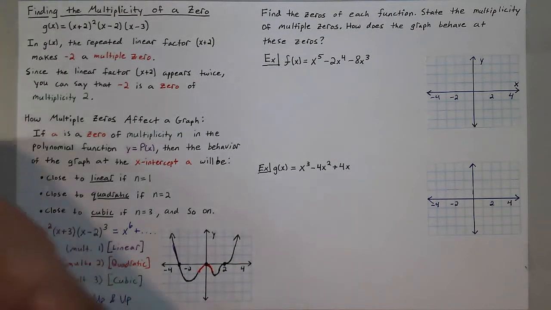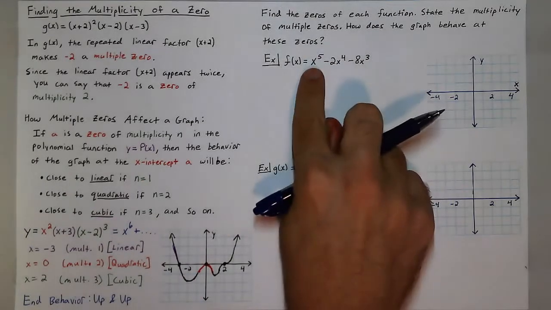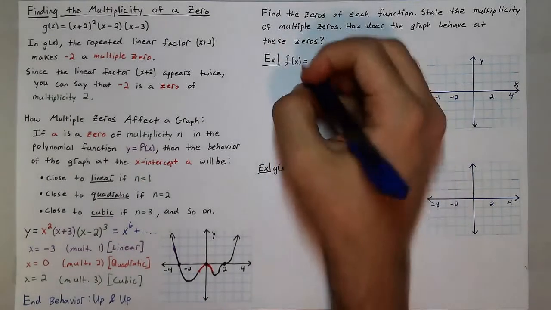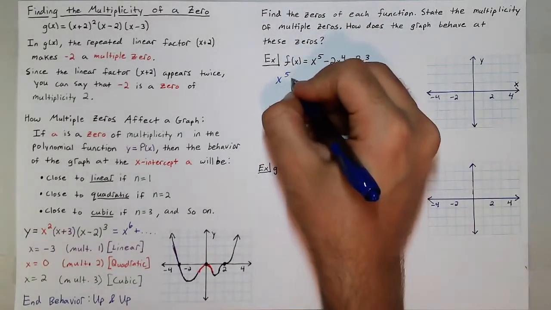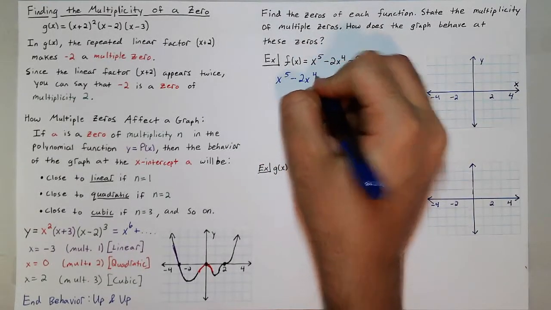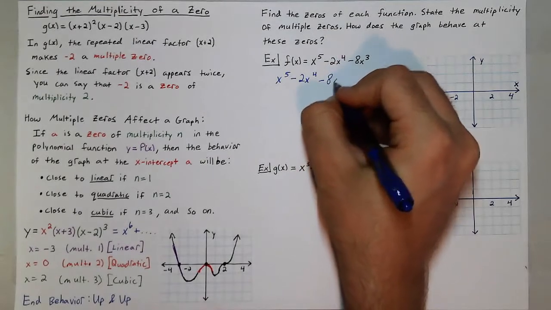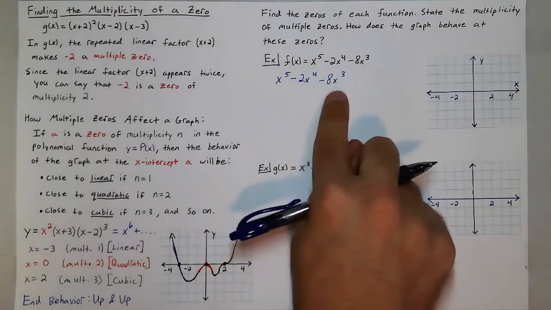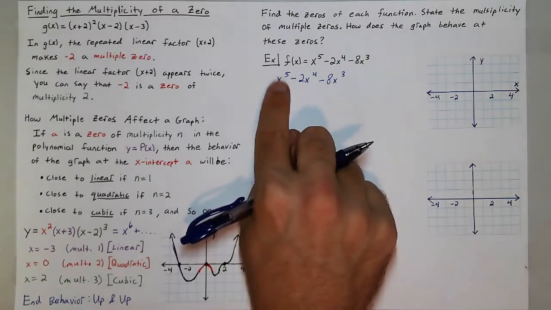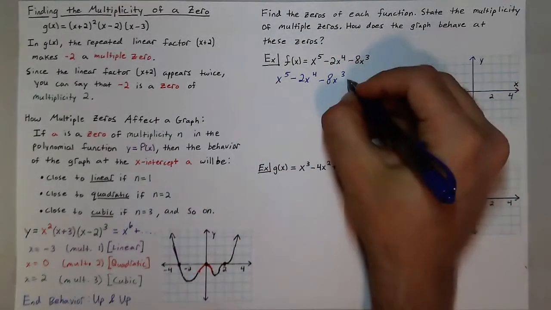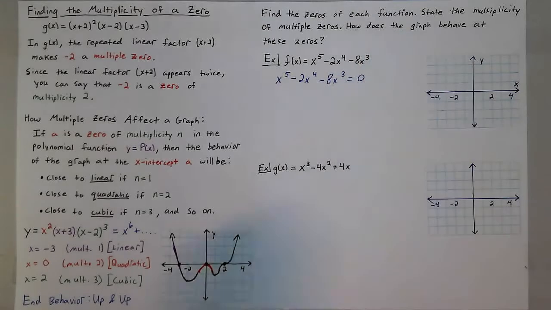In order to find those zeros, we need to set our polynomial equal to 0. So x to the 5th minus 2x to the 4th minus 8x to the 3rd. And pardon me for saying quadratic. It is just 3 terms. It's the first thing that came to mind. But this is a polynomial since the power is greater than 2. We'll set that equal to 0 and factor.